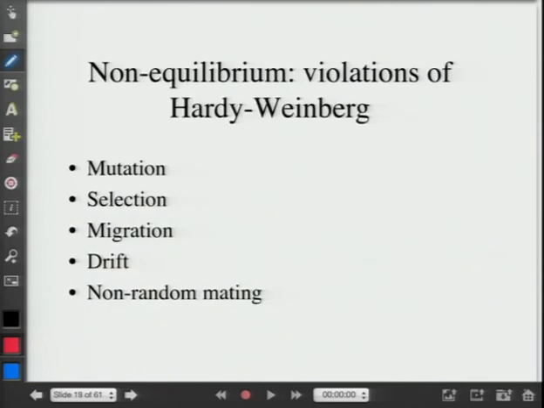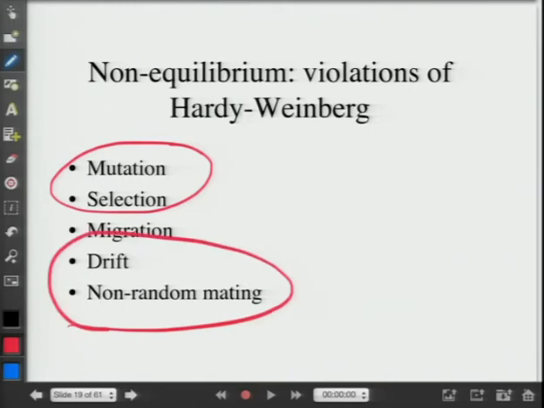Okay. So, these are then the 5 conditions of Hardy-Weinberg equilibrium, and what the 2 population genetics lectures do is we talk about mutation and selection today, and then migration, drift, and non-random mating next lecture. So we're dividing these 5 things that cause violations of Hardy-Weinberg equilibrium into 2 lectures after that introduction.